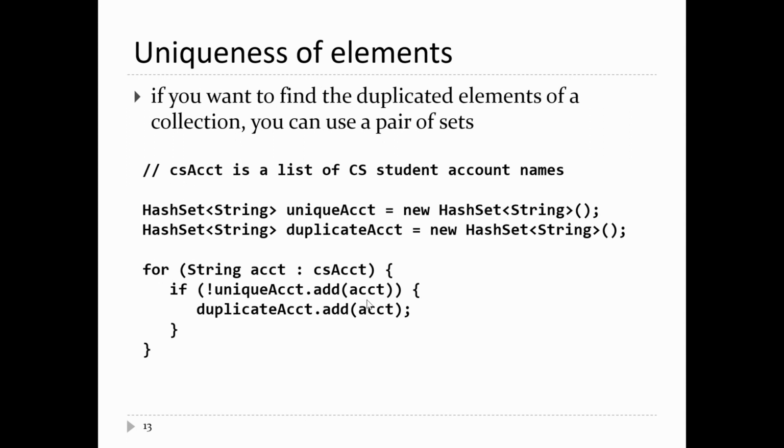So if I try to add the account name to the set of unique accounts and it fails, I know this must be a duplicate. So I just add that account name to the set of duplicated accounts. And I don't care about the return value here. So if an account name is duplicated 100 times, it only shows up once in the duplicated accounts. And similarly, it shows up once in the unique accounts. So use two sets, process each element of the original list, and you get the set of unique and duplicated accounts.